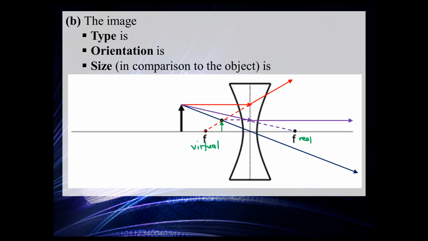Okay, so what is the type of image? Well, this time around, it's on the left-hand side. So again, things are switched in comparison to a mirror. So that's now the virtual side. The orientation is right side up or erect. And the size in comparison to the object is, well, it's smaller. So it's reduced in size.